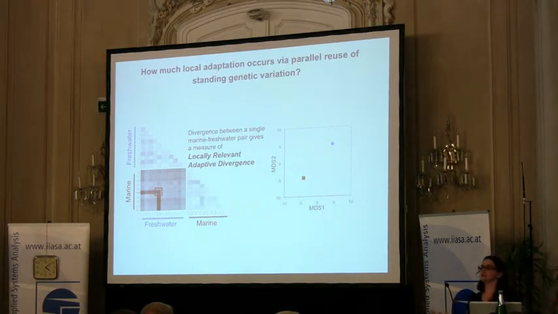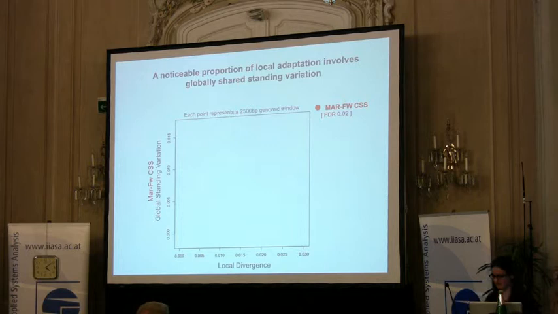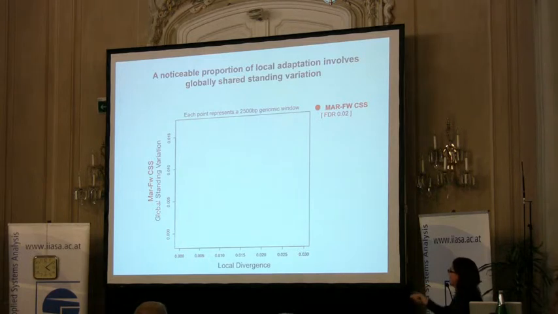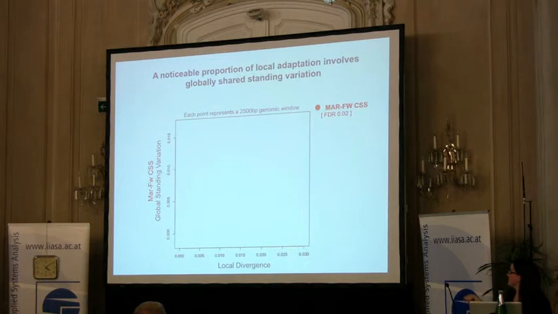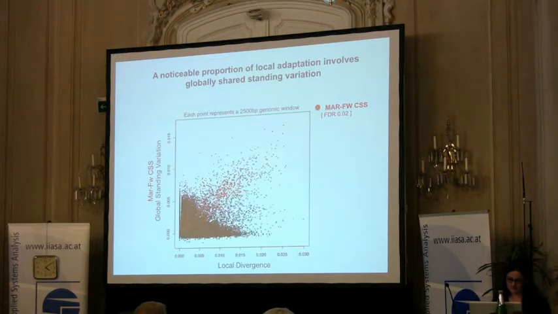And we can look at the relationships across the genome. Every window in the genome will have both a locally relevant measure as well as a globally relevant measure. I'm going to show you what that looks like on this plot. On the x-axis, I'm showing local divergence. On the y-axis, I'm showing global standing variation. We'd like to know how much of this local divergence actually comes from the globally shared variation. This is what it looks like.